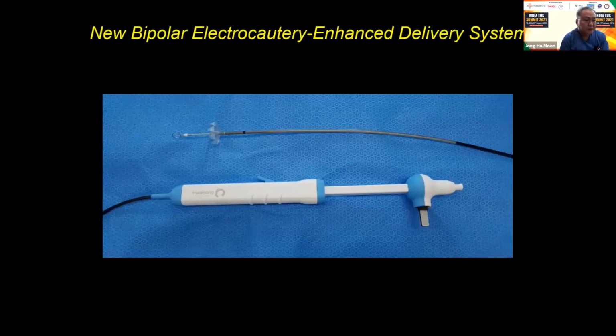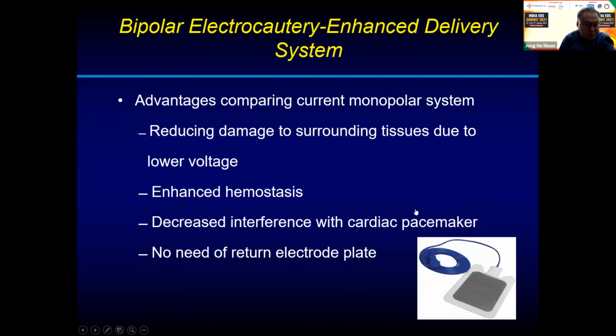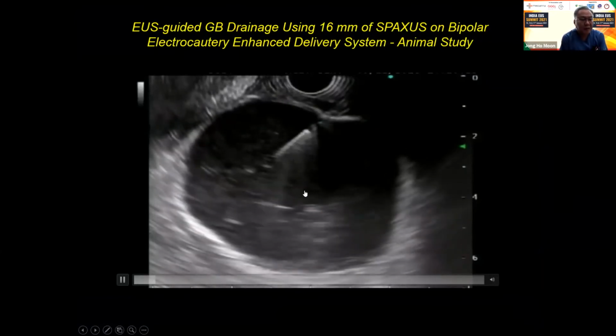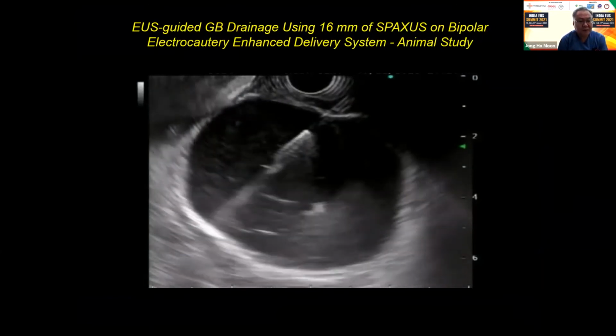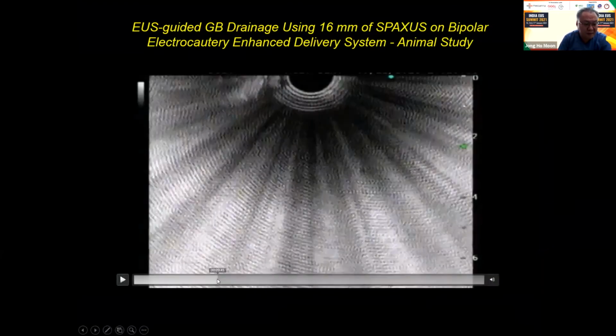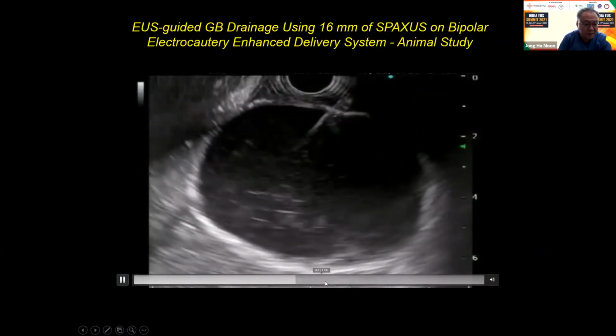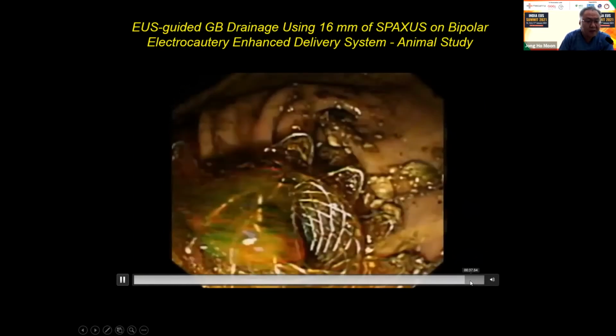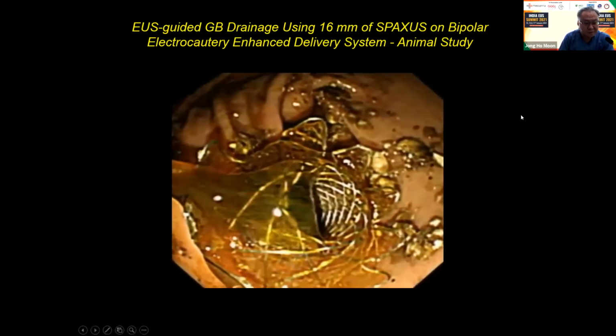And also we are developing a new bipolar electrocautery-enhanced delivery system like this photo to reduce tissue damage and bleeding by electrocautery. Using this kind of bipolar system, we don't need the returning electrode plate on the patient. This video shows an animal study using the bipolar electrocautery-enhanced delivery system. The procedure is the same, puncturing and then deploying the stent. And finally, you can see the nicely deployed Spaxus with the bipolar delivery system.